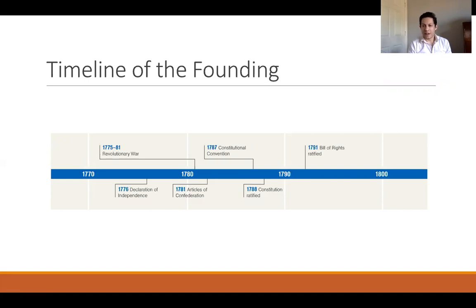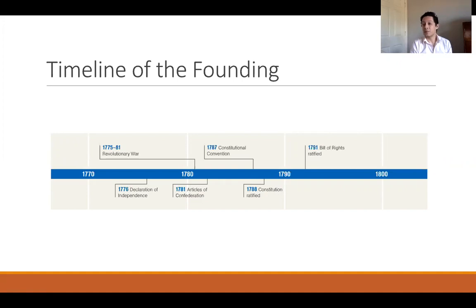In order to understand how the Constitution came about, you have to understand the events that came before it. Here I have a very, very simple timeline of the founding era in American history. As you can see, it all starts roughly 1775, when the first outbreak of the Revolutionary War started. 1776, we officially declare our independence from the British Empire.